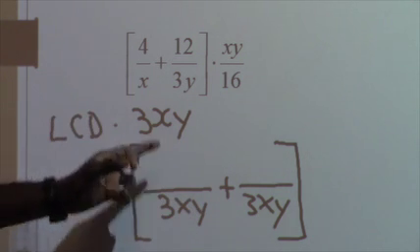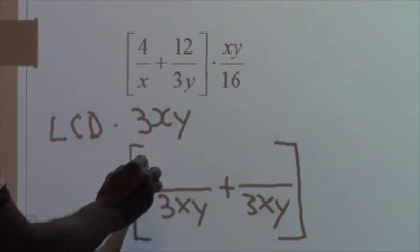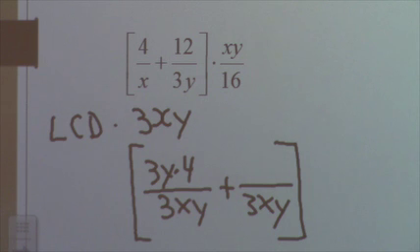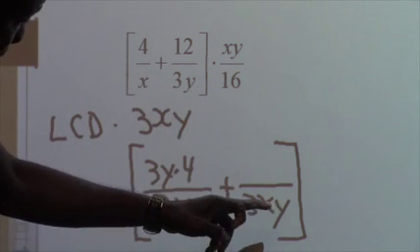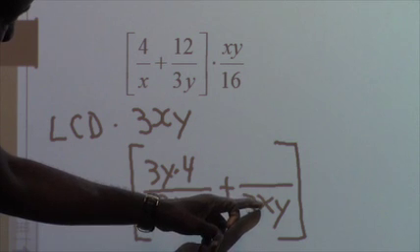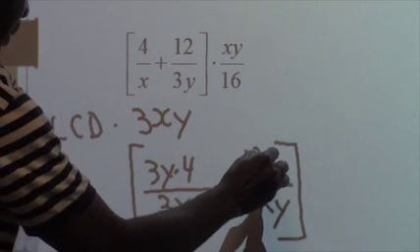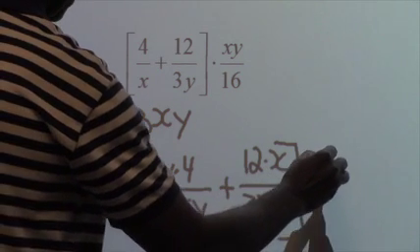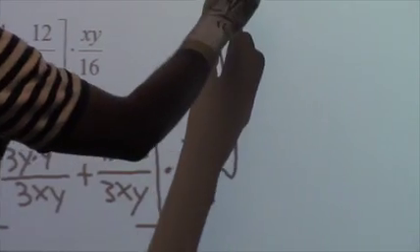x and x will cancel. We'll be left with 3y. We multiply 3y by 4. So it's 3y times 4 plus, I have 3 and 3 in agreement, y and y. So basically, left over will be x. So I multiply x by the numerator. So I have 12 times x. And we're going to be multiplying this by xy over 16.